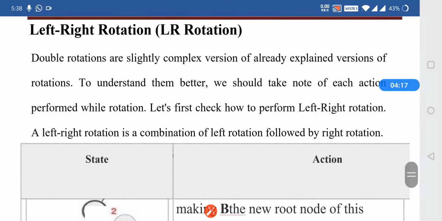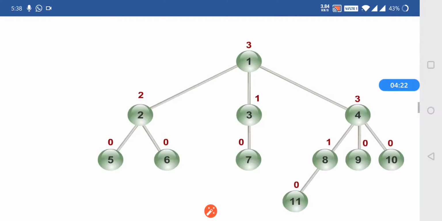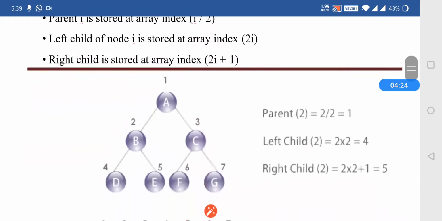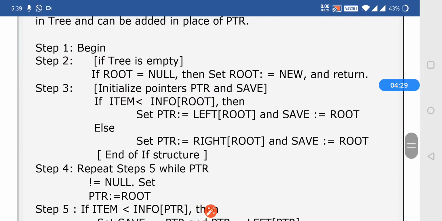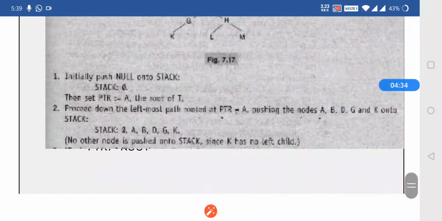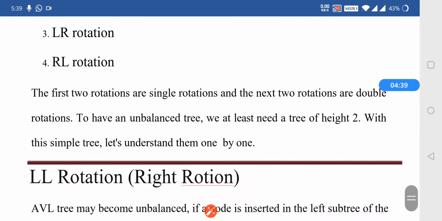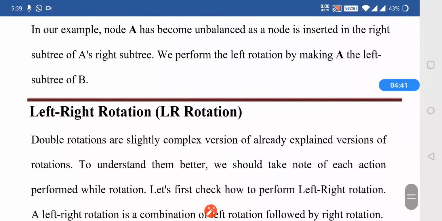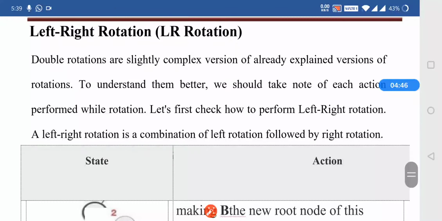Now the next is LR rotation. In LR rotation, double rotations are slightly complex. These are double rotations because first we have seen the LL rotation and RR rotation, which are single rotations. Now as we are going through the LR rotation, it is a double rotation. So a double rotation is the complex version of the previous rotations. For that we will see it step by step.